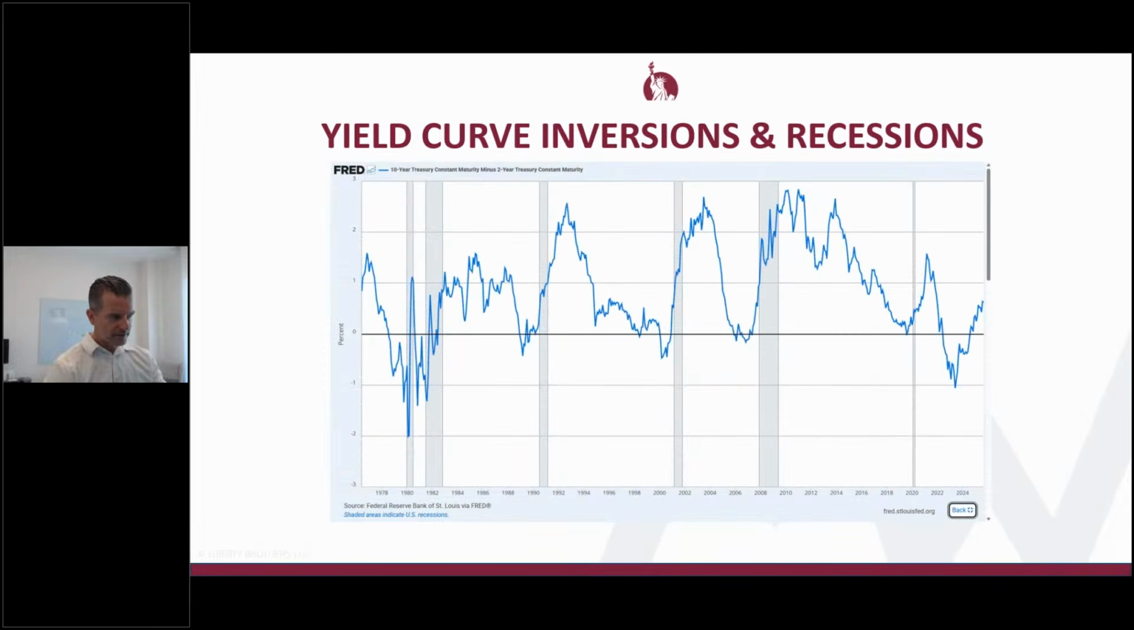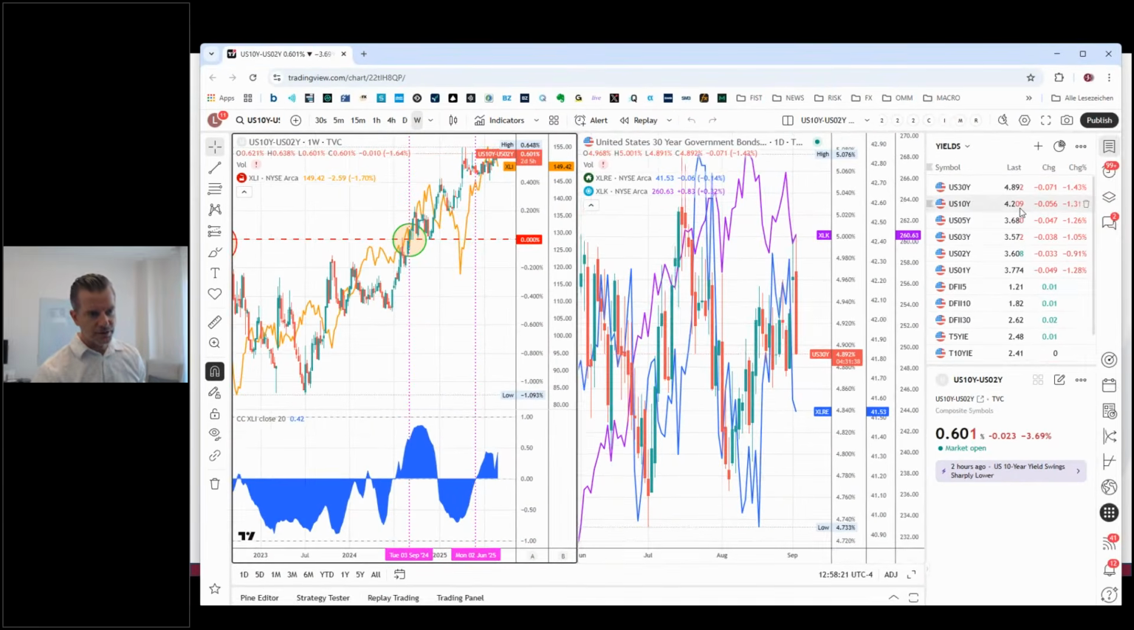So when you look again, this is a database from the St. Louis Federal Reserve. You can see here that the curve went inverted. So the mathematical formula here is that you take the 10-year yield minus the 2-year yield. I'll show it to you. It's 4.209 minus the 2-year yield, 3.608. So the curve has a value of 0.601 right now.